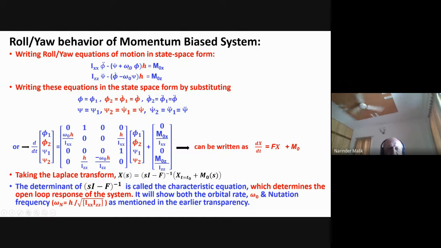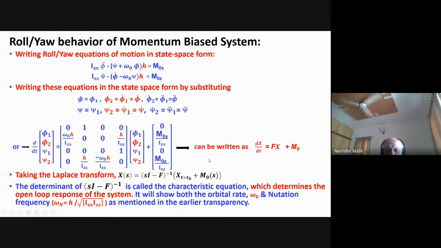In the state space form, I can define phi equal to phi 1, phi 2 is equal to phi 1 dot equal to phi dot, and phi 2 dot is equal to phi 1 dot, simplification. And I can write this equation in the matrix form like this: d by dt of phi 1, phi 2, psi 1, psi 2 is equal to the matrix form. So this can be written as dx by dt equal to Fx plus M naught.